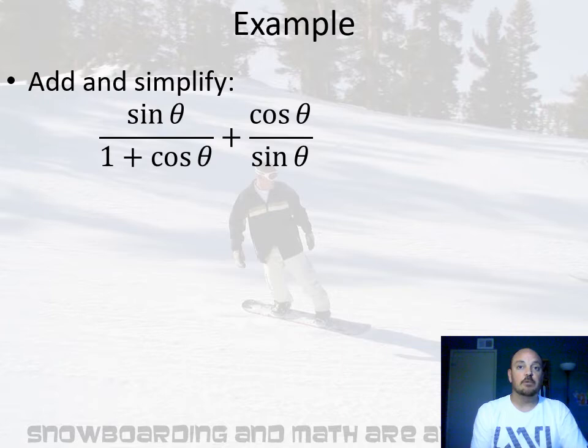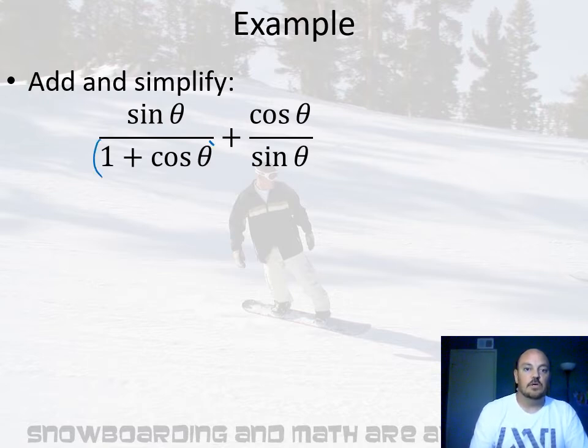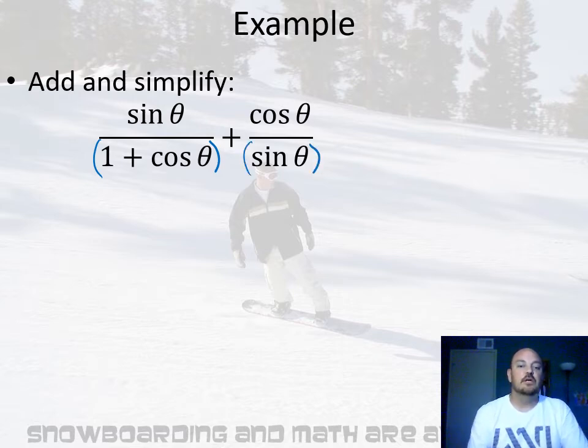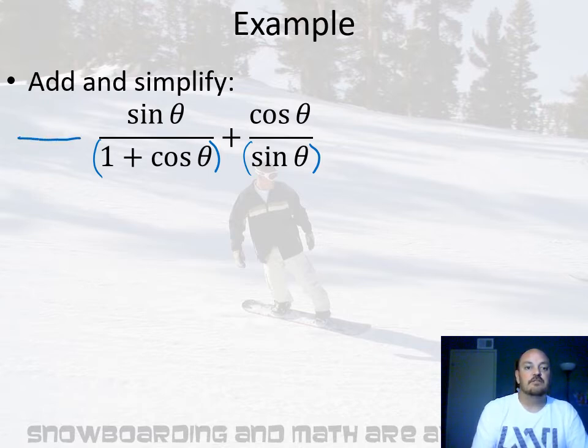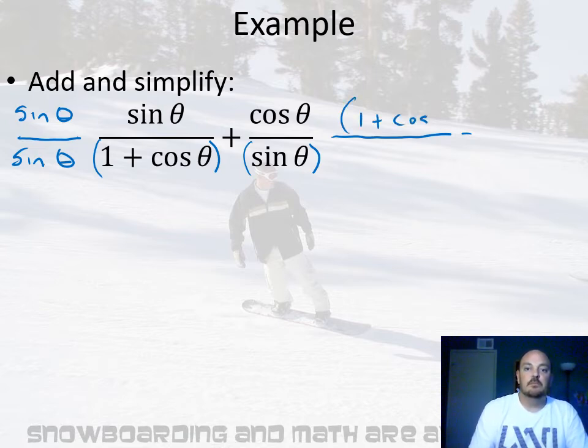We're going to do an addition problem with fractions, so we need a common denominator. The directions say add and simplify. We're going to do the adding part first, and then we'll simplify. So when I look at this, my first denominator is 1 plus cosine theta, and my second denominator is sine theta. So to have a common denominator, it needs both of those things. So this first fraction, I'm going to multiply top and bottom by sine theta. And this second fraction, I'm going to multiply top and bottom by 1 minus cosine theta.